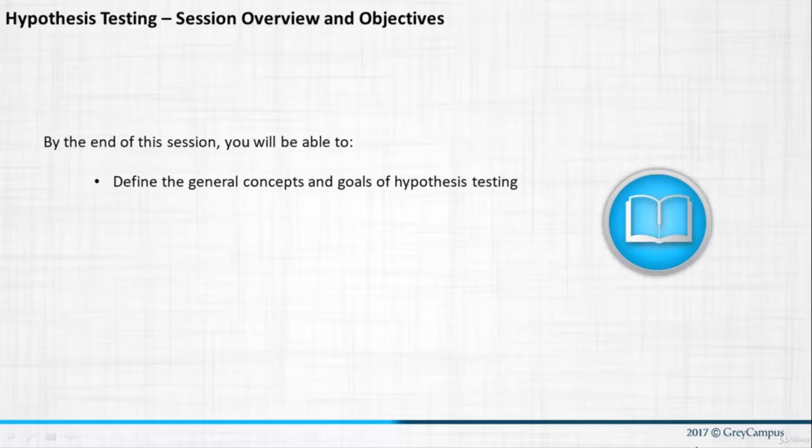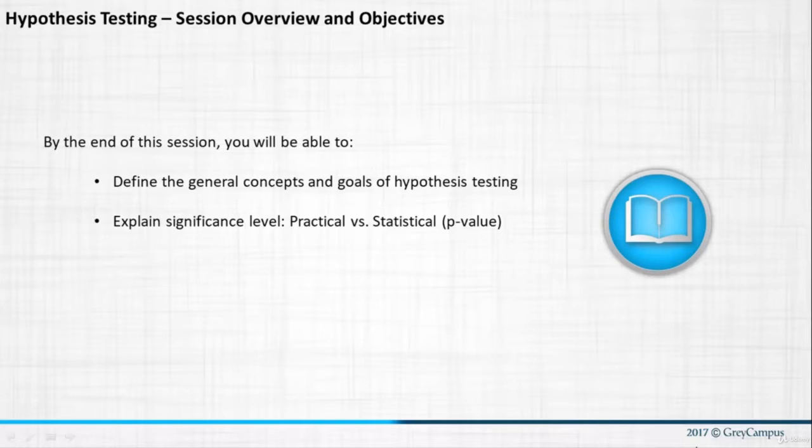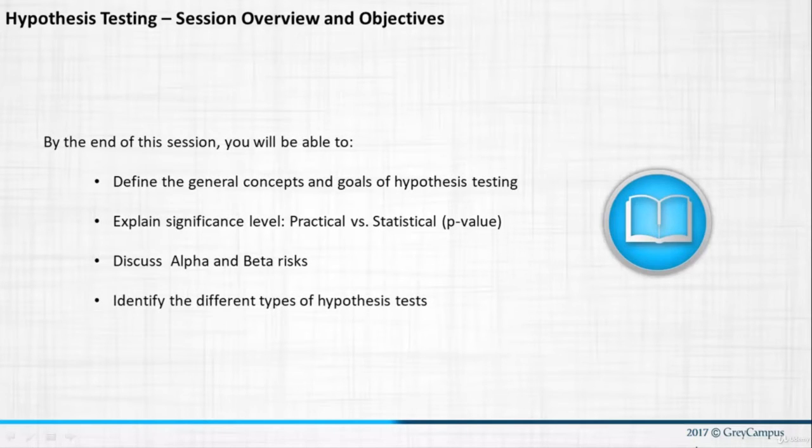Next, we're going to talk about hypothesis testing. We'll talk about the goals and reasons for using hypothesis testing, the p-value and how we use the p-value to make conclusions, the different risks associated with hypothesis testing, alpha and beta risks, and the different types of tests that we will be using and why we use those specific tests.